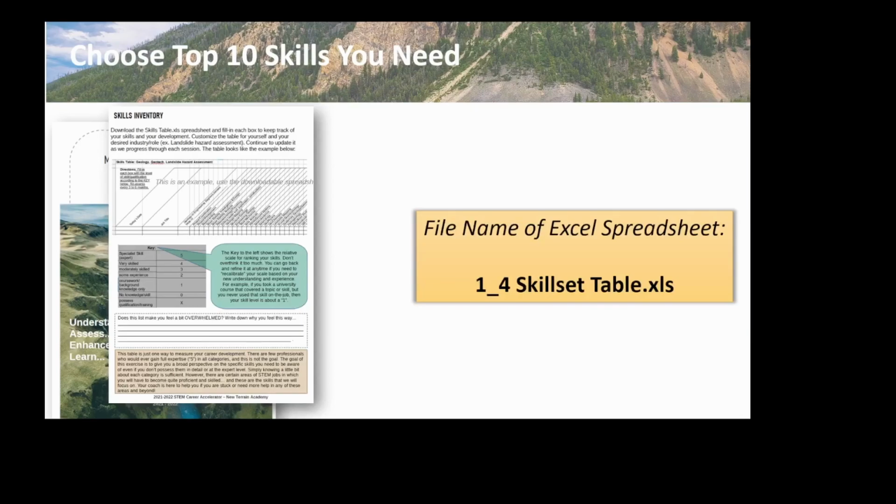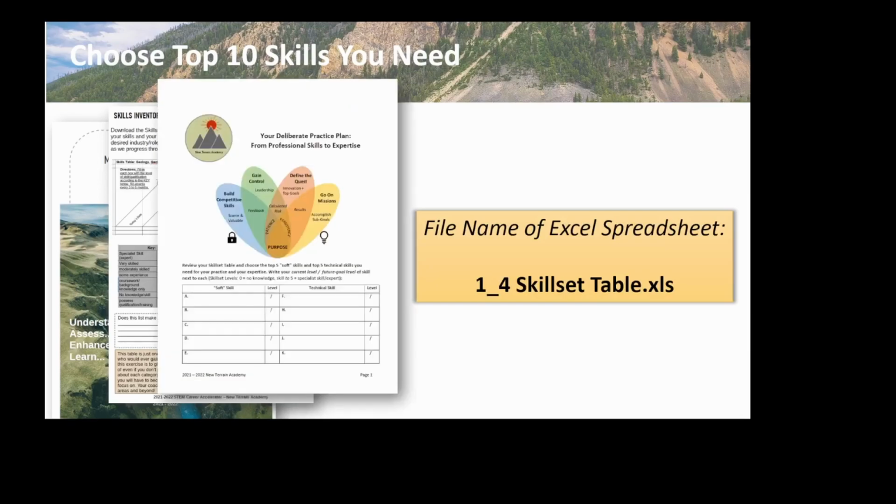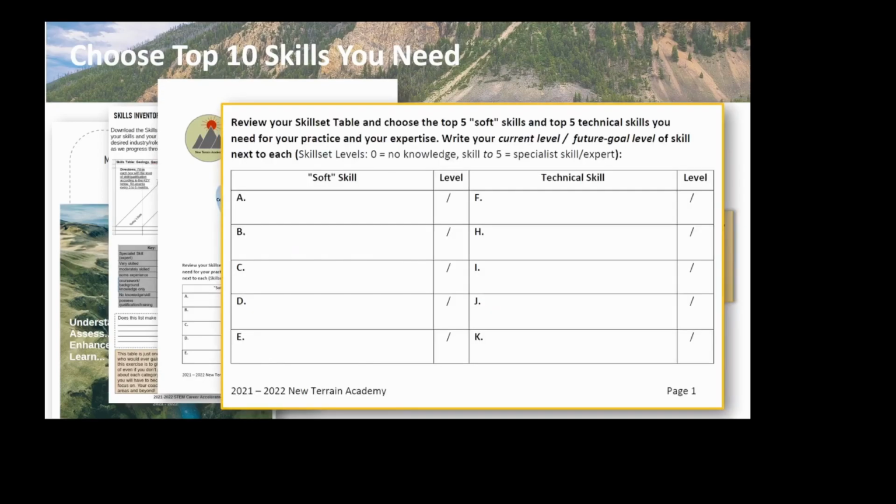Hopefully you've been working on that because it's really important. In that spreadsheet, you've written out all of the skills that you have, the skills that you want to have, and you've determined what level of skill that you have. So those are from 0 to 5. You may have no knowledge or skill at all, which is a 0, and you may already have a specialist skill or expertise, and that would be a 5. So go ahead and pull that spreadsheet up because we're going to get into that with this first exercise.